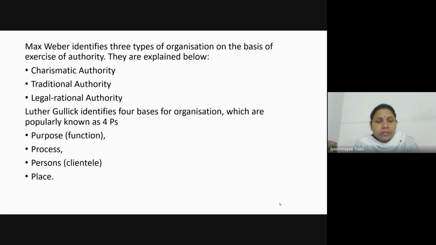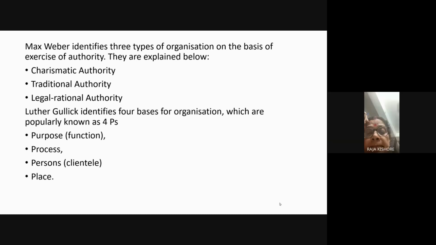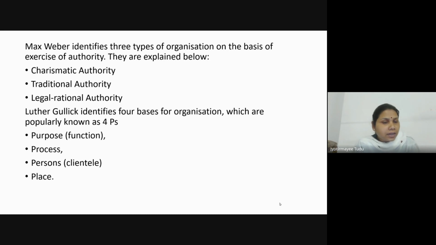So these are all about the kinds of authorities which have been discussed in the context of organization, and we dominantly understand that this legal rational authority is found to be prevalent. But there is also a critical understanding of how legal rational authority is not able to stick to the attribute of impersonality. Rather, charismatic and traditional authorities are subsumed within the form of legal rational authority.